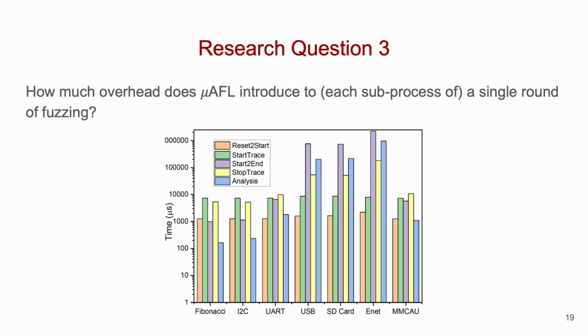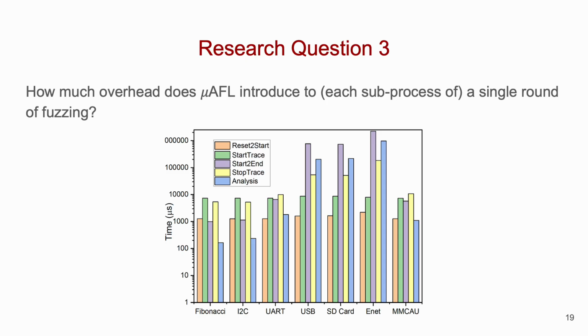Now, how much overhead does mAFL introduce to each sub-process of a single round of fuzzing? In the chart, reset to start measures time from device booting to fuzzing start point. Start trace measures time spent on transmitting a test case from host to device, as well as configuring the ETM and DWT functions. Start to end is time spent from fuzzing start point to end point. Stop trace is the time spent on disabling the ETM trace and waiting for completion of ETM trace transmission. Finally, analysis is the time spent on analyzing the ETM packets.